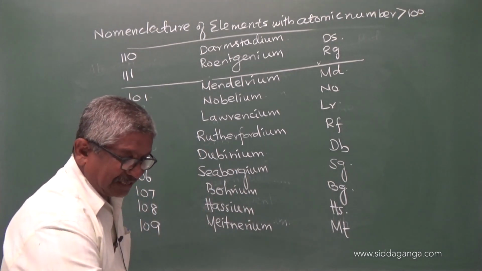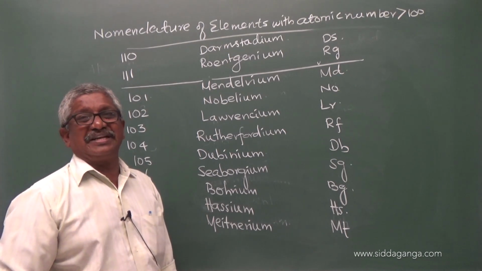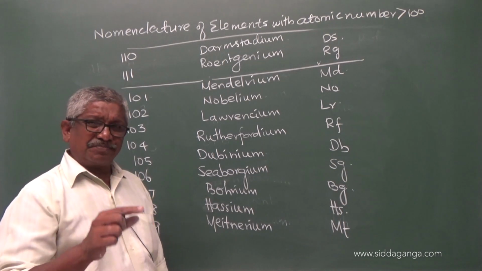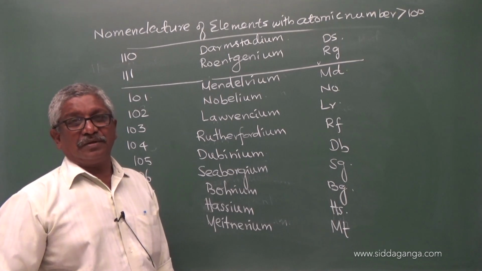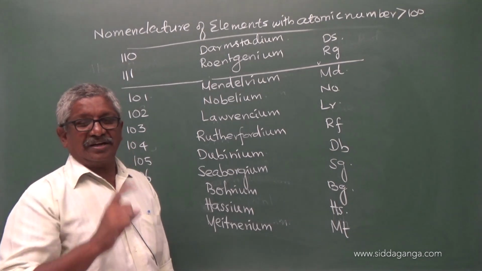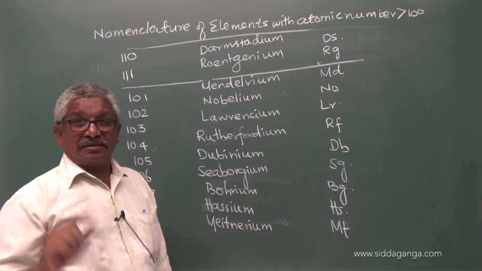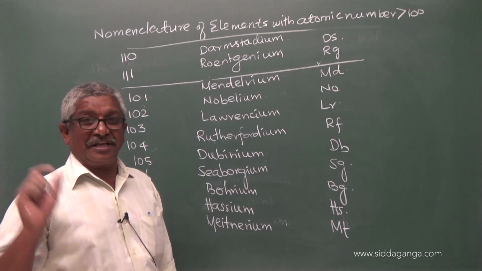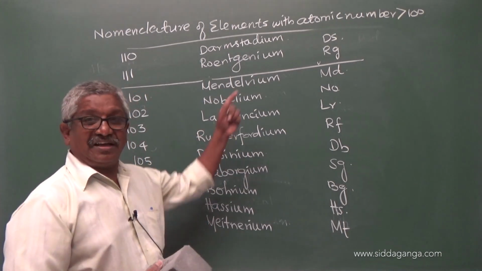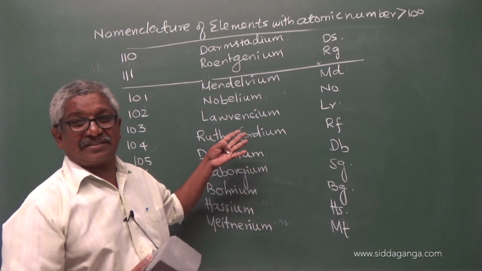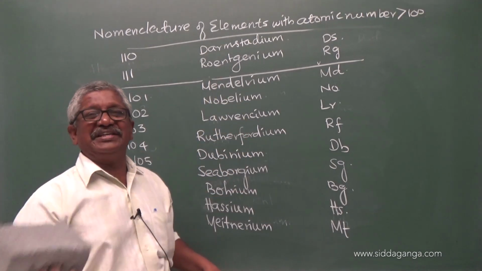So till now we have seen the nomenclature of the elements with atomic number greater than 100 by using Latin words for each digit. For example, 105: 1 is un, 0 is nil, 5 is pent, last three letters ium, unnilpentium. Like that, you should practice and be ready for the forthcoming examinations. It will be easy once you follow it, very easy then.